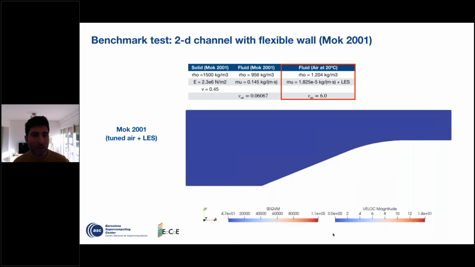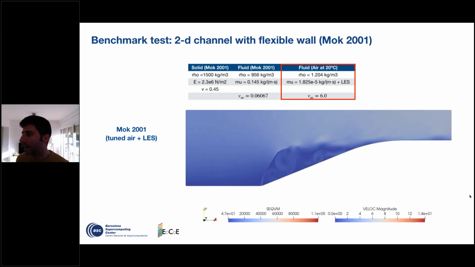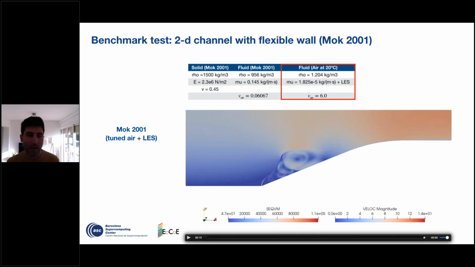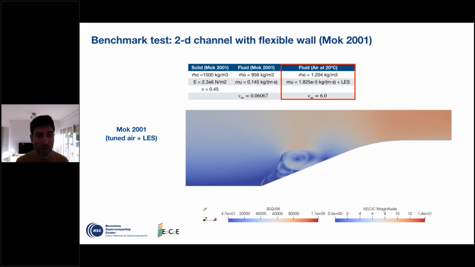Also, just to mention that, well, the LES only makes sense in 3D cases, but in this case, as I said, it was only to see if everything was working well. And here the inflow is at a speed of 6 meters per second. And here we can see how the vortices are created on the back of the flexible wall and how the wall was deflecting.